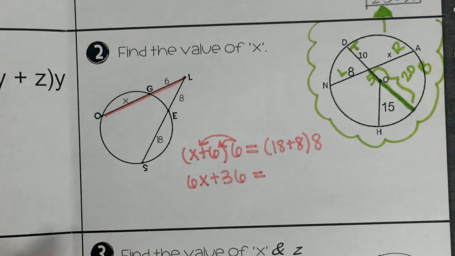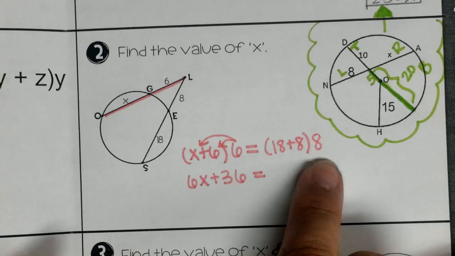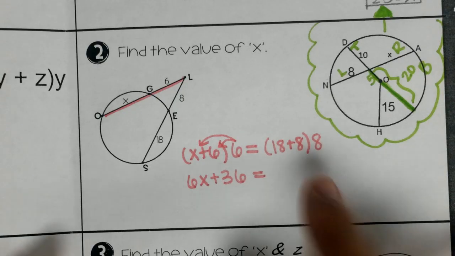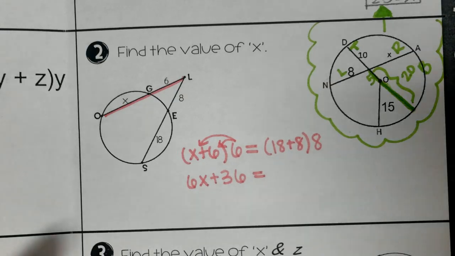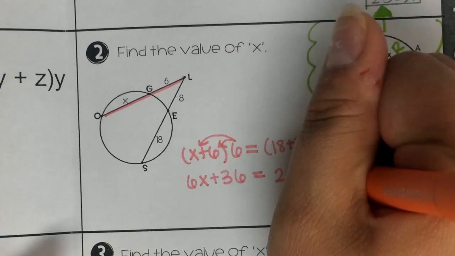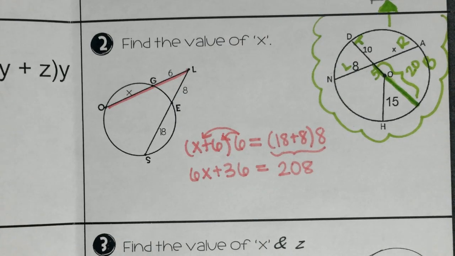Y'all use your calculators. Can y'all tell me what 18 plus 8 is? 144. Times 8? 208. Check it again. Oh, you did 18 times 8 and then plus 64. I get you. So 208. This total is 208 when I put it in the calculator. Shh, y'all. And y'all, is that simple algebra now? Solve it.